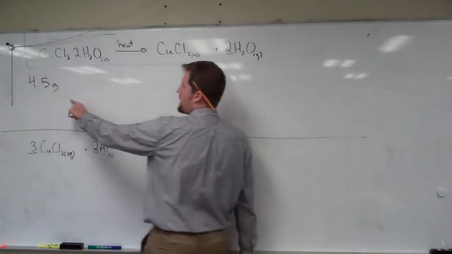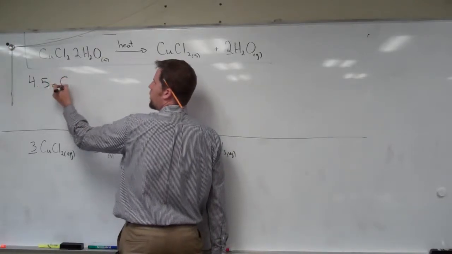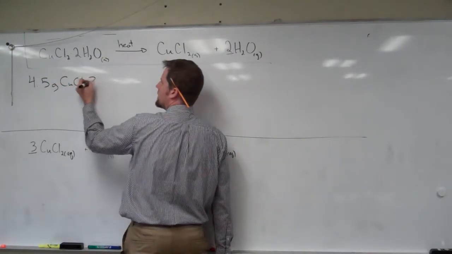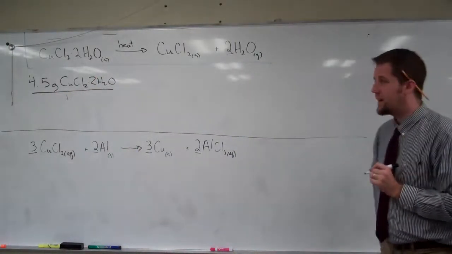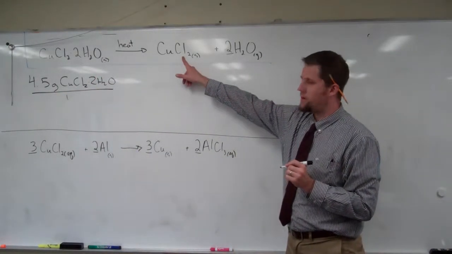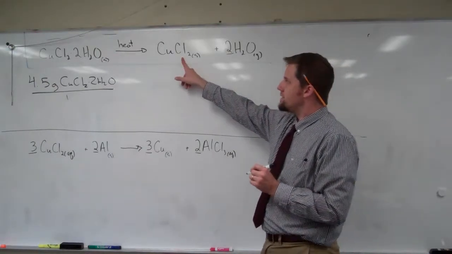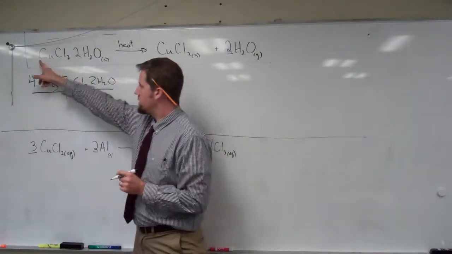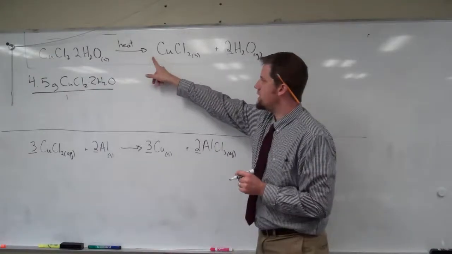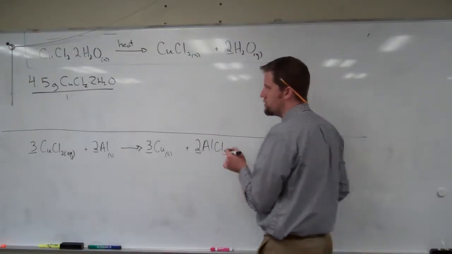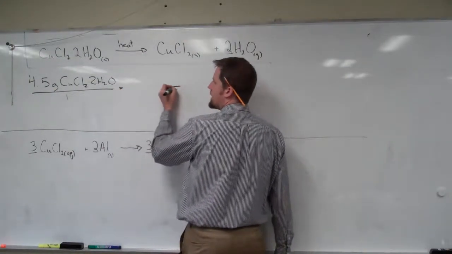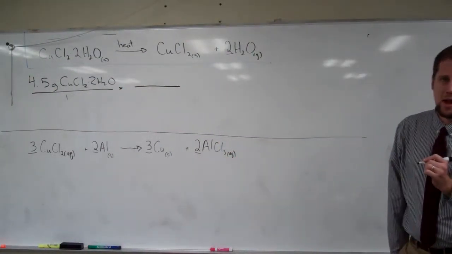So if I have 4.5 grams of this thing right here, I'm going to write the whole thing down. That's my starting point. And I want to figure out grams of this stuff here. I cannot just say that there's one of these for every one of these, and so it must be the same amount. It doesn't work that way. You first have to convert it into moles. So if I'm going to convert that into moles, I need to find its molar mass.